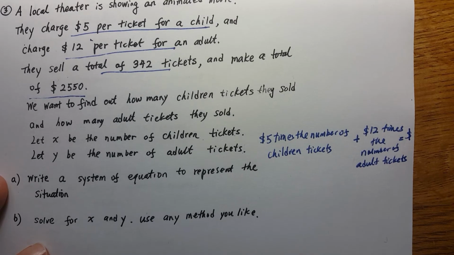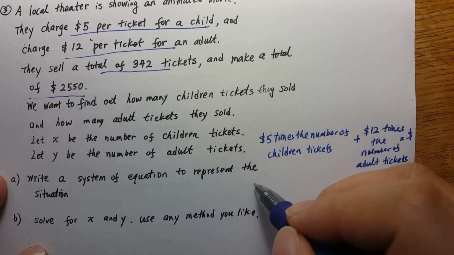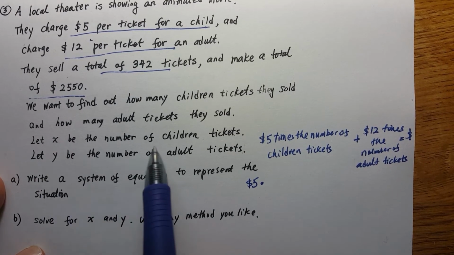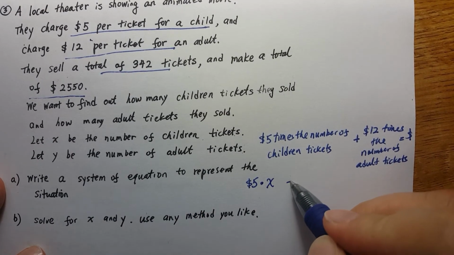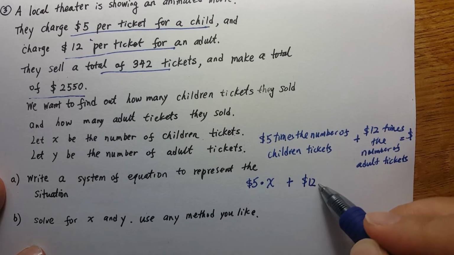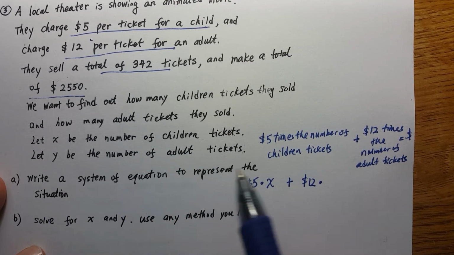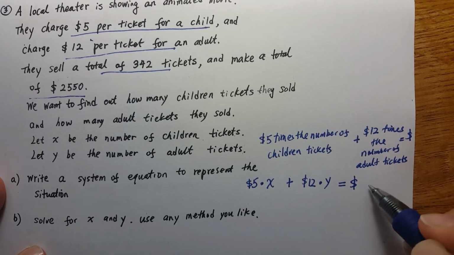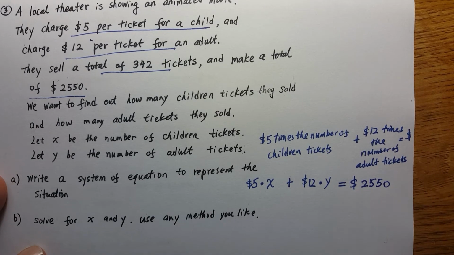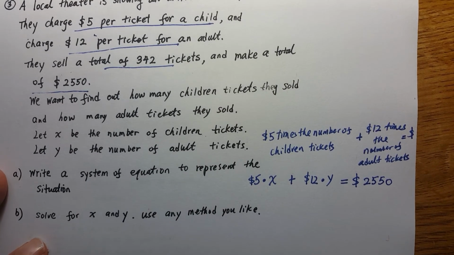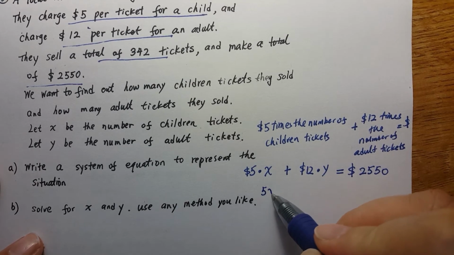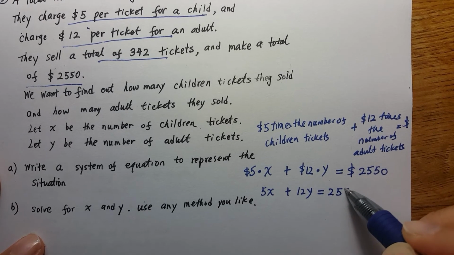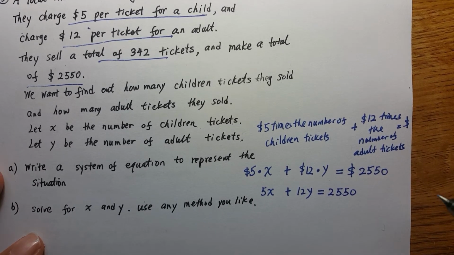So that means to find the money, I need to do $5 times the number of children tickets, X, and plus $12 times the number of adult tickets, Y. And then you add them together, that will be $2,550. And we're going to rewrite it without a dollar sign. That will be 5X plus 12Y equal 2,550. That's our first equation.